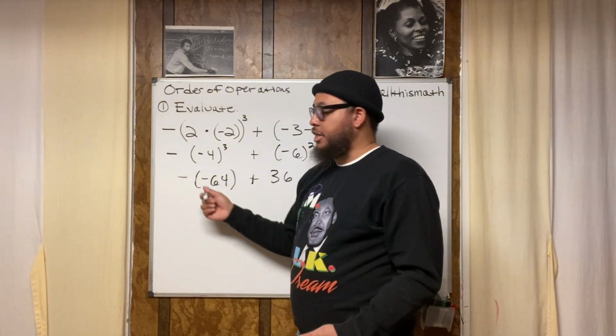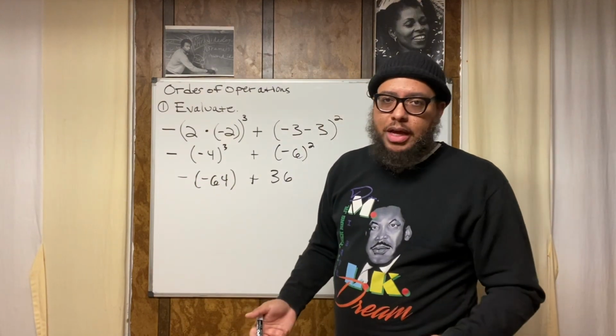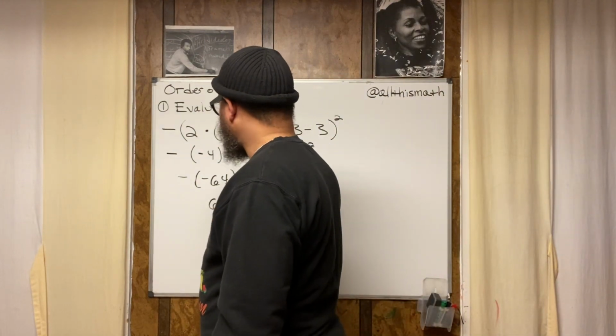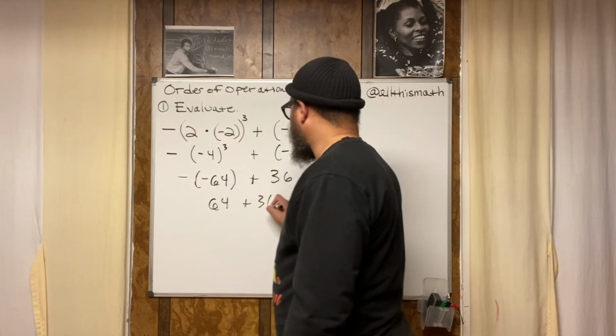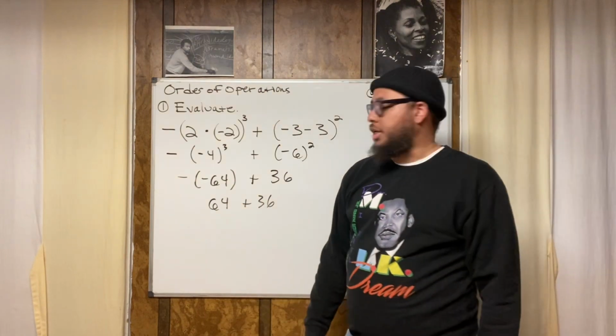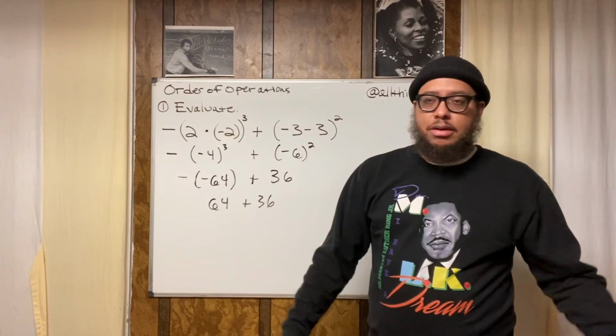Or you can think of this as a double negative and say, oh, well, what do I do with double negatives? You turn them into a positive. So this becomes positive 64. Bring down your plus 36, and then you just add them together. You got one step left, 64 plus 36. Do that mentally in your head.